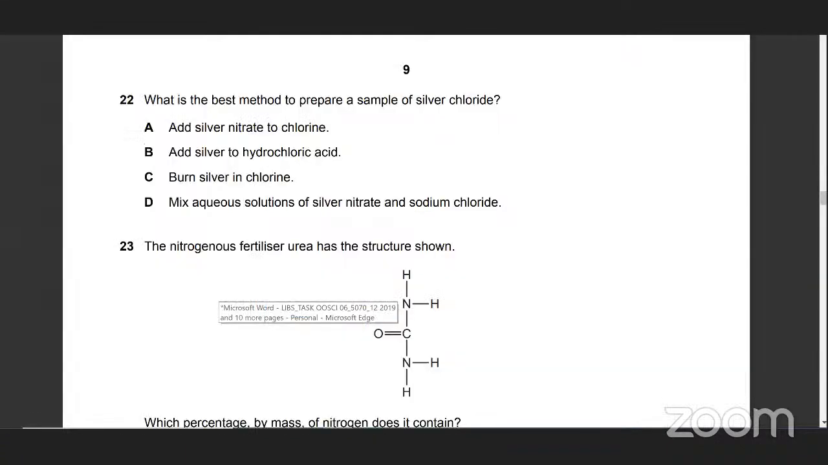ये clear है सारों को? Yes, sir. So D is the correct answer, ठीक है? अच्छा, remember कि it's not necessary that it should be sodium chloride, it could be any chloride as long as it's soluble.